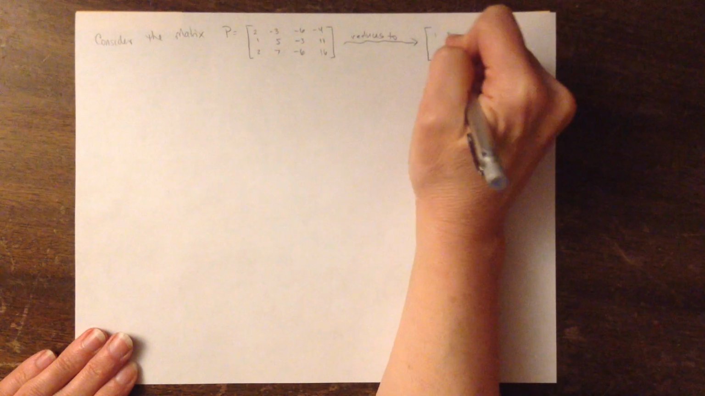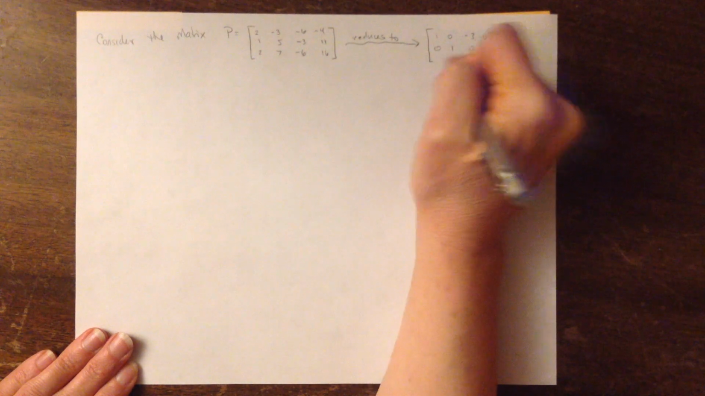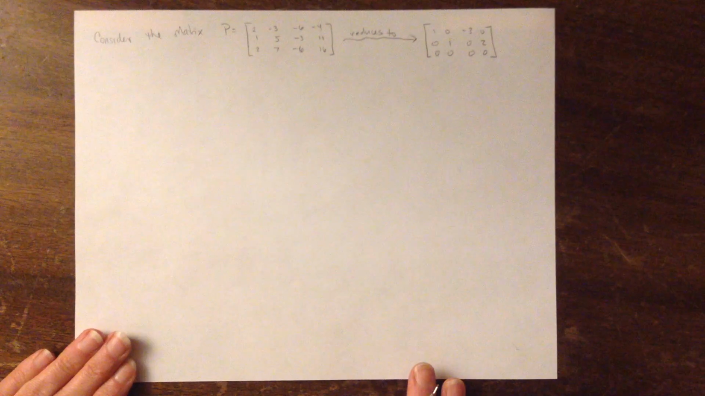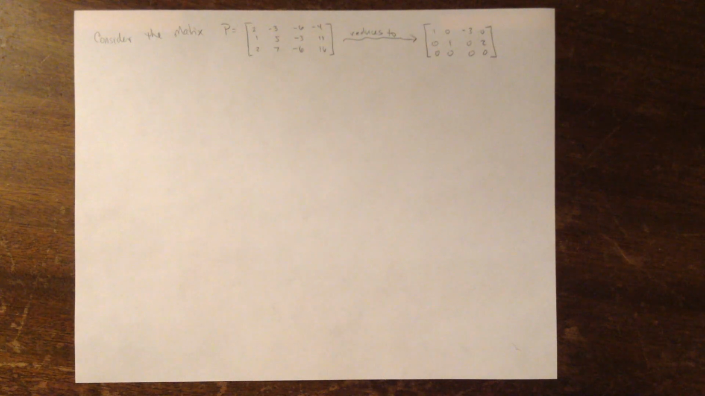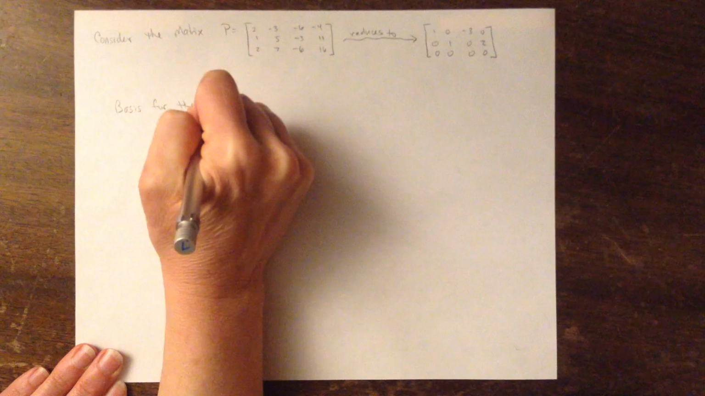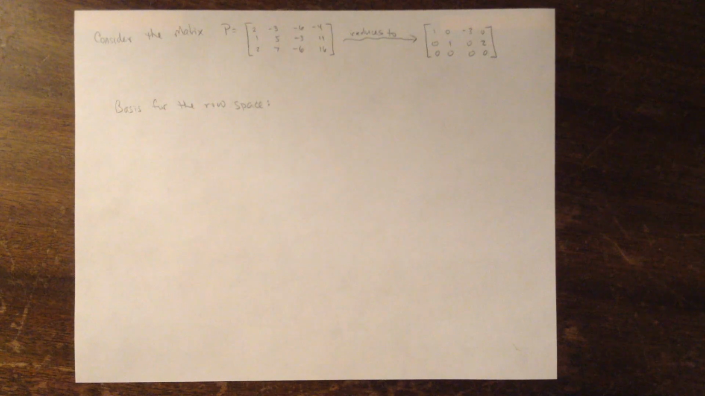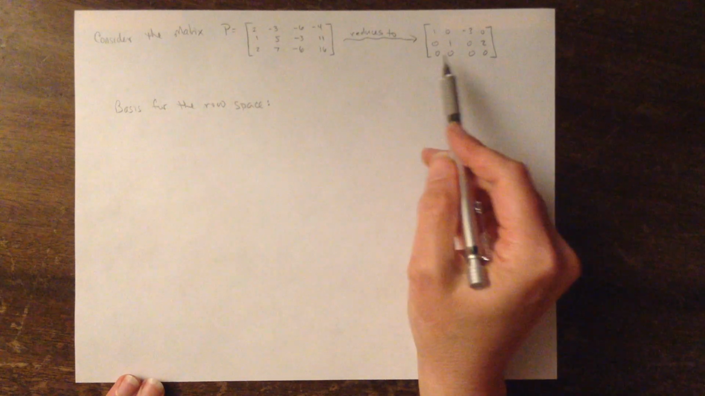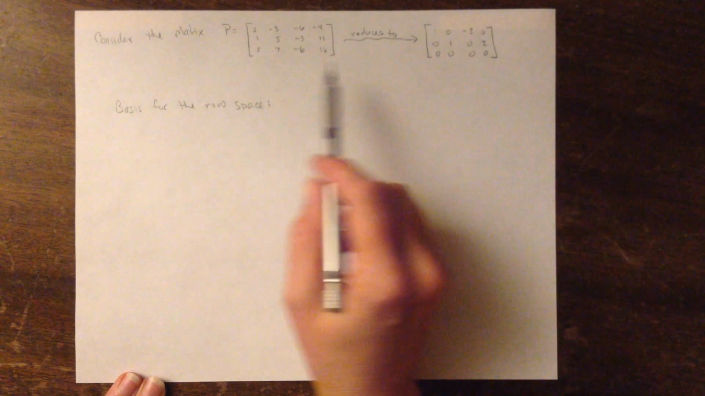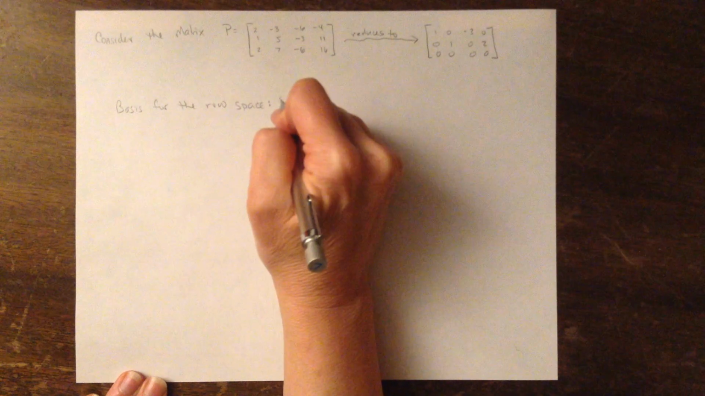On the side it reduces to 1, 0, negative 3, 0, 0, 1, 0, 2, 0, 0, 0, 0. So once we have our matrix row reduced, we can read the basis for the row space. So remember, the row space is the vector space that is spanned by the rows of this matrix. So row reduction checks for independence. If you end up with a zero row, you had some dependence in here, which we did.